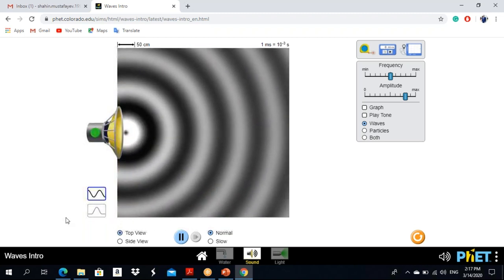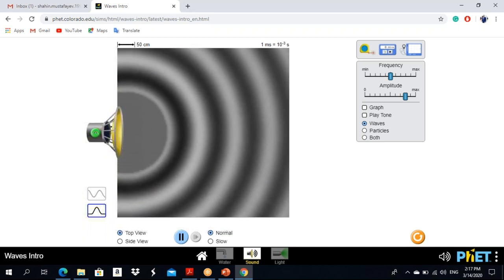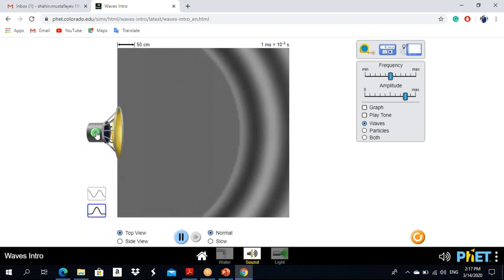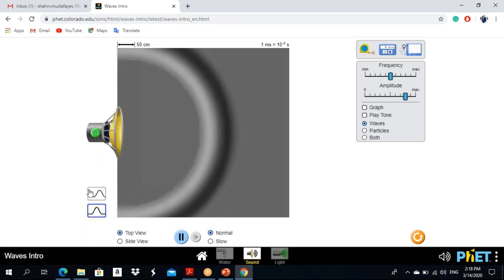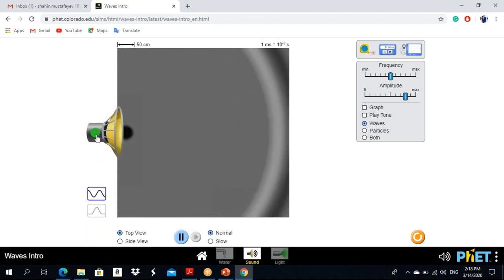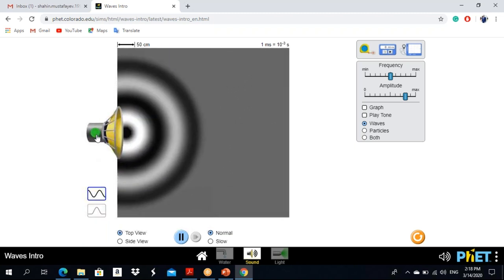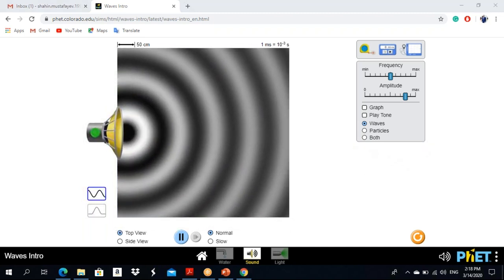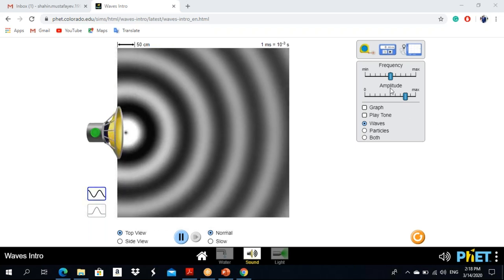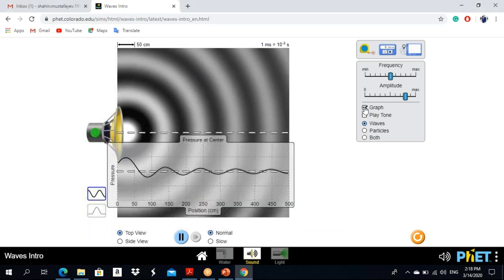When I click the second one, it looks like this. When I choose the first one, it is like this. Additionally, we can click this button and see the graph. It's the graph, like this.